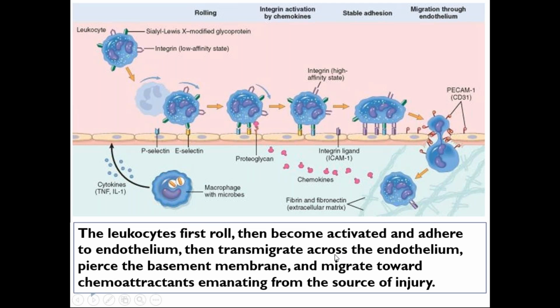The leukocytes first roll, then become activated, then adhere to the endothelium, then transmigrate across the endothelium, pierce the basement membrane, and migrate toward the chemoattractants emanating from the source of injury. This is how the neutrophils migrate from the center of the blood vessel into the site of need, wherever there is inflammation, injury, or trauma. The neutrophils from within the blood vessel go and are recruited at the site of inflammation.